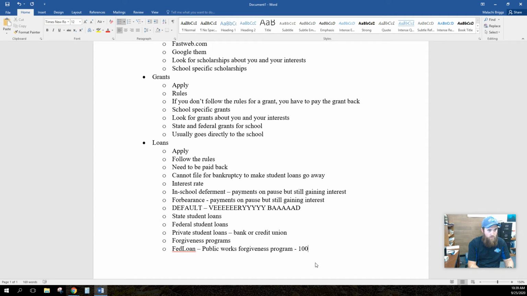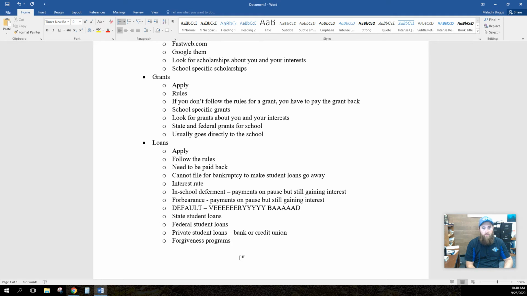For mine, I have to make 120 qualifying payments while employed by the state or in this position, and those loans can be forgiven. After those 120 payments, the entire lump sum is gone. Now, that's just my FedLoan, the one that I have. There are different loans with different programs, and it varies from person to person, state to state, school to school, loan to loan, program to program. So there are programs out there, but you do have to do your research. I recommend doing your research beforehand, during, and after.